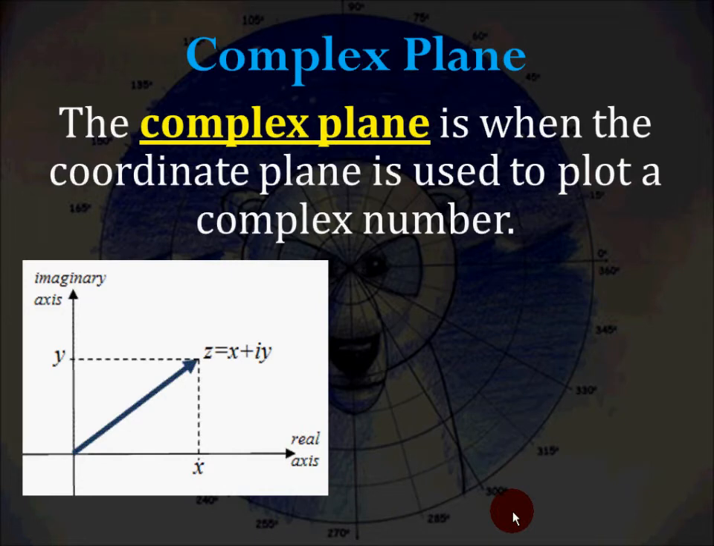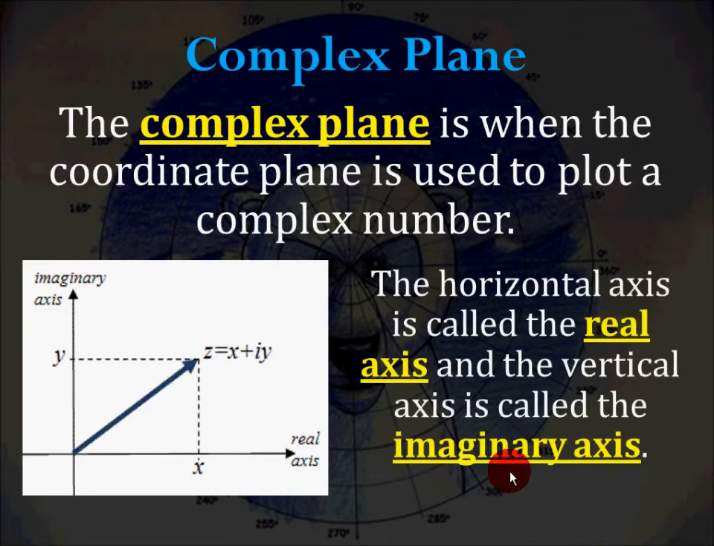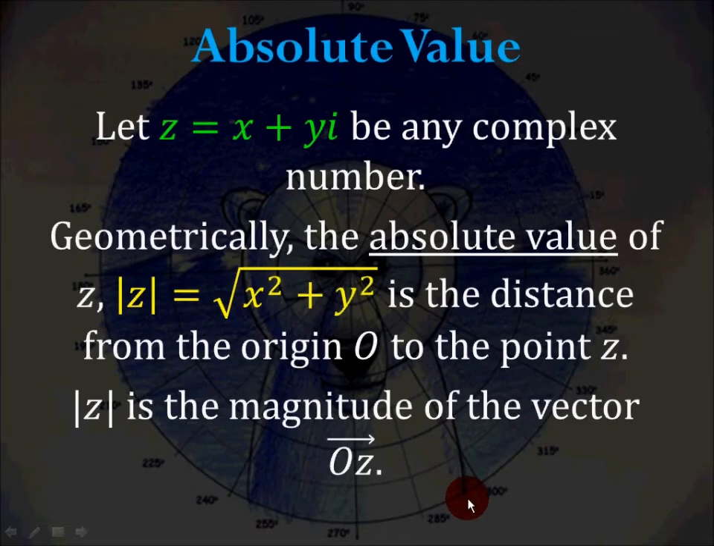The complex plane is when the coordinate plane is used to plot a complex number. The horizontal axis is called the real axis because you're going to plot the real part of the number in the x direction. The vertical axis, or the y direction, is the imaginary axis. It's going to represent the coefficient for i. So let's call z x plus yi. So z we're going to represent as a complex number.